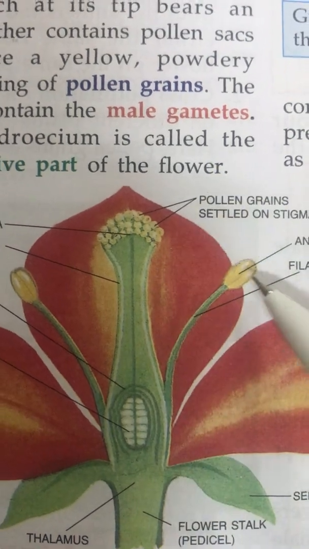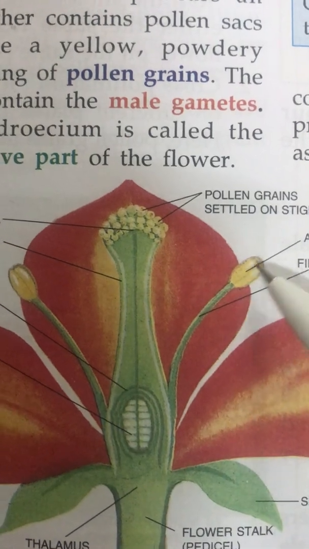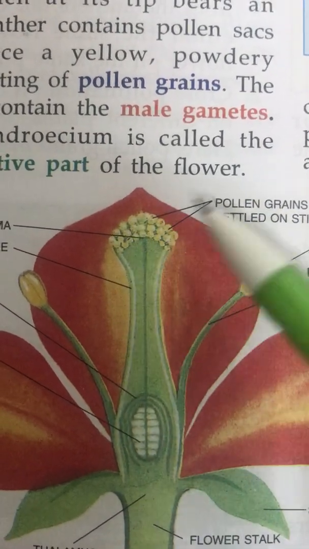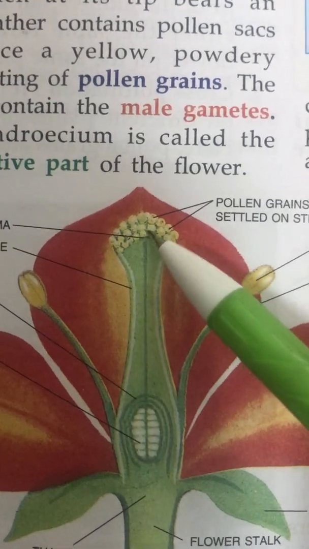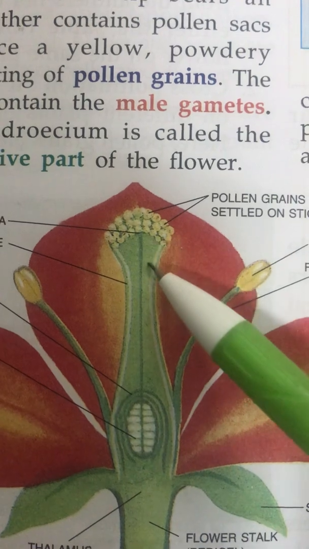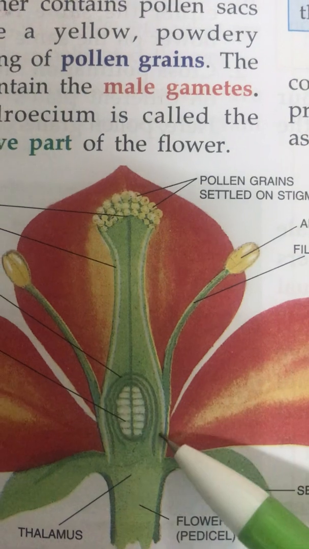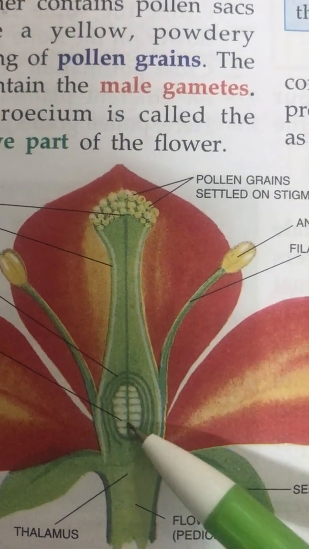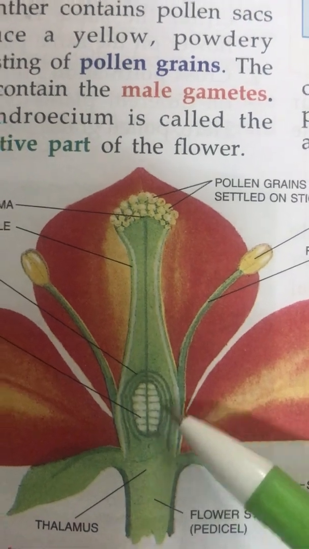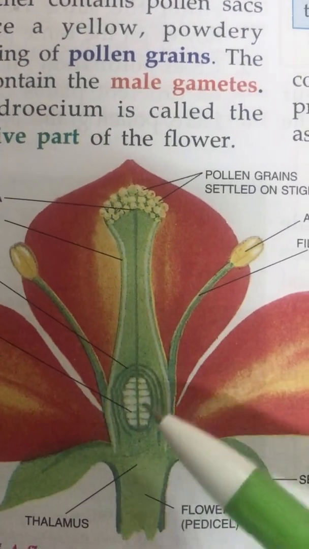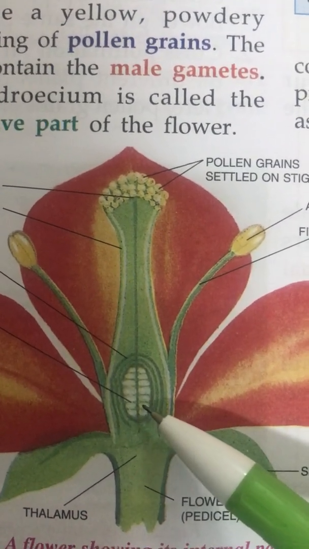Now what happens? The pollen grains from the anther lobe fly. Once the anther lobes burst, pollen grains are released. They fly, or with the help of an insect they land on the stigma, and here they germinate. When they germinate, a tube comes out here, and inside this tube what is moving? Male gamete. This male gamete with the help of the tube is brought here and released here, and here the female gamete is present inside the ovule. The male gamete fuses with the female gamete, and this process is called fertilization.